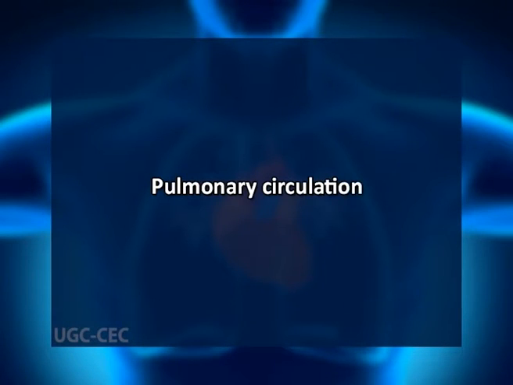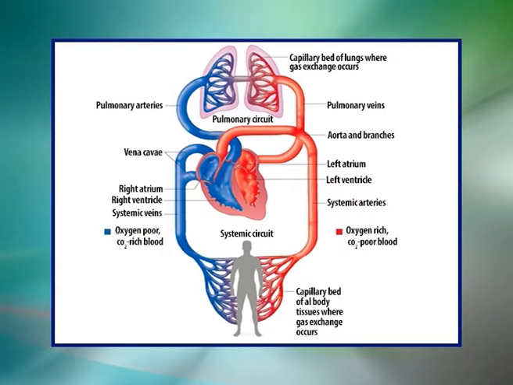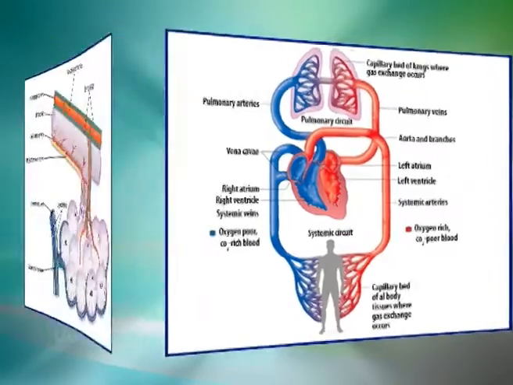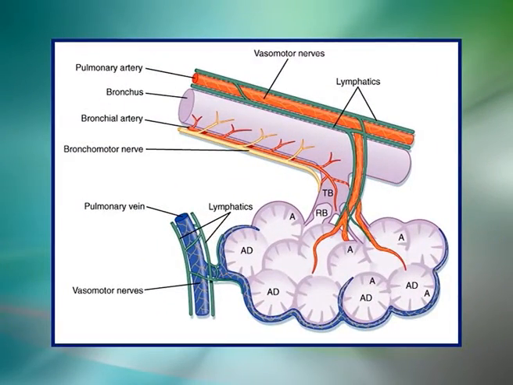Pulmonary circulation. The circulatory system of the lungs is the portion of the cardiovascular system in which oxygen-depleted blood is pumped away from the heart via the pulmonary artery. The blood is pumped to the lungs and returned oxygenated to the heart via the pulmonary vein. A separate system known as the bronchial circulation supplies blood to the tissues of large airways of the lungs.